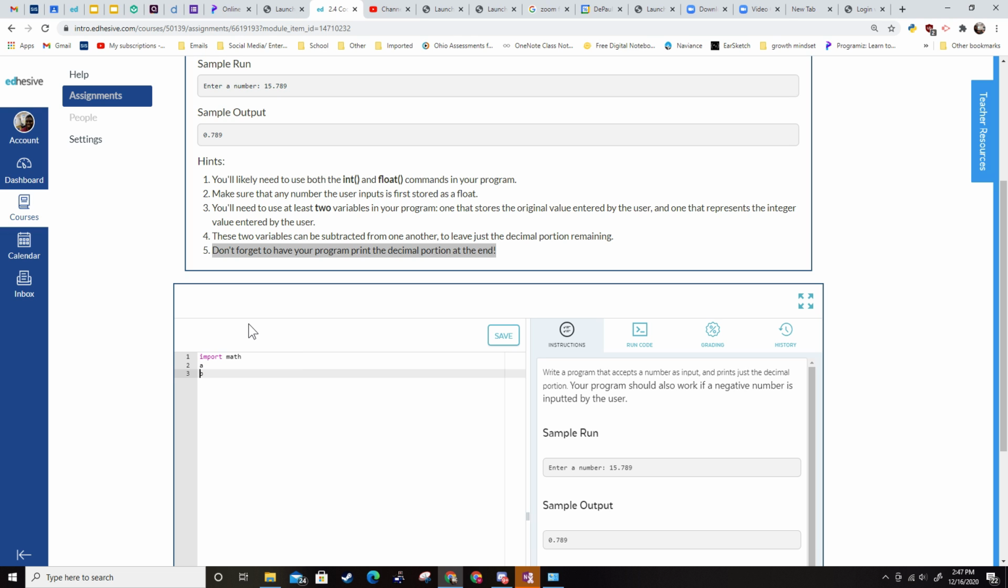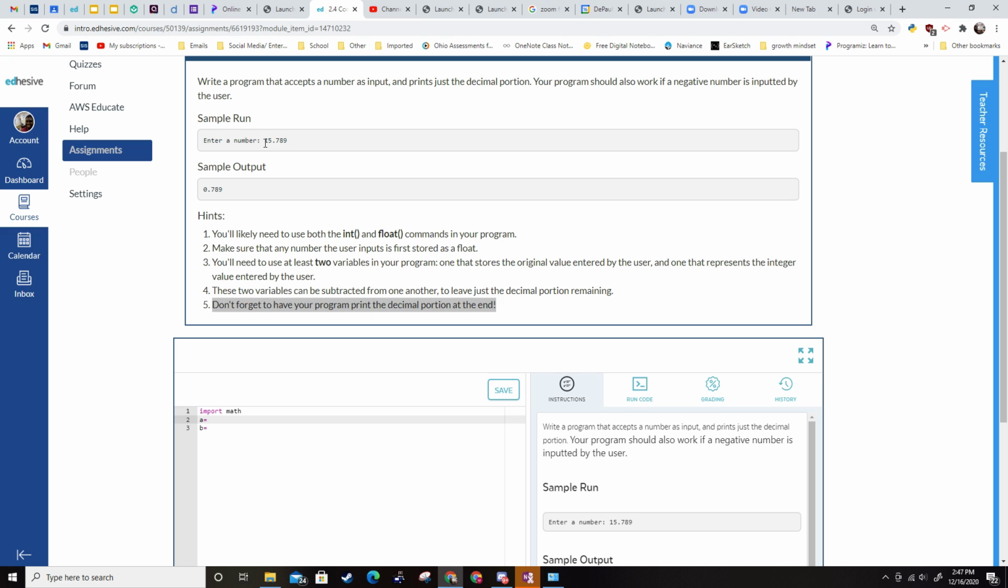A equals, B equals. A is going to be our input that we have set up here. So let's copy that over. We're going to write this up. The first one is going to have the float command. So we have float, then we're going to put input, and then inside of the parentheses, we put in the "enter a number".